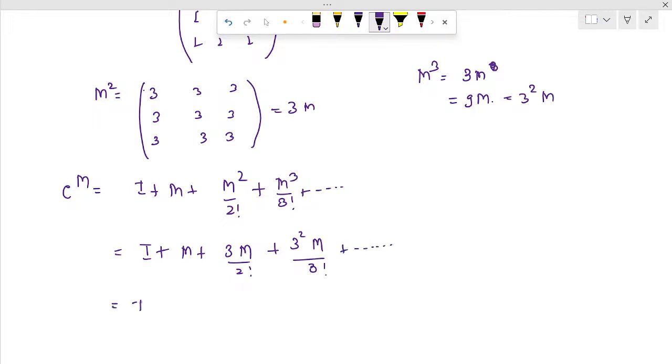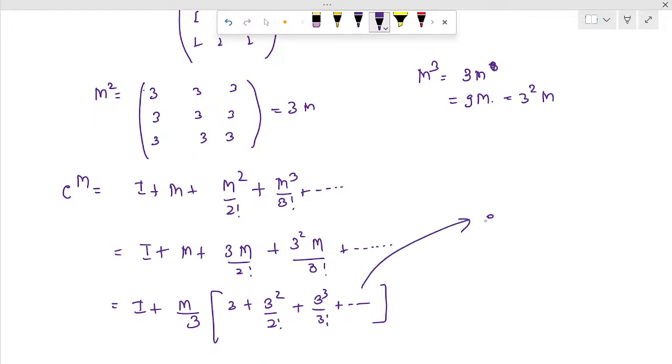If I take identity here, and take m upon 3 common out, what will I get? I'll get 3 plus 3 square upon 2 factorial plus 3 cube upon 3 factorial, so on and so forth. If you remember, what is this resembling to? E की power 3 would be equals to what?